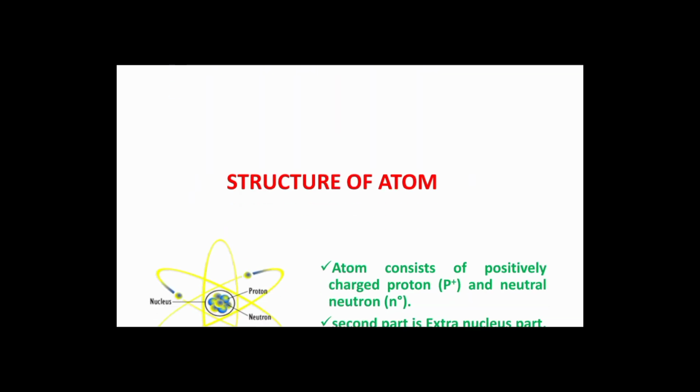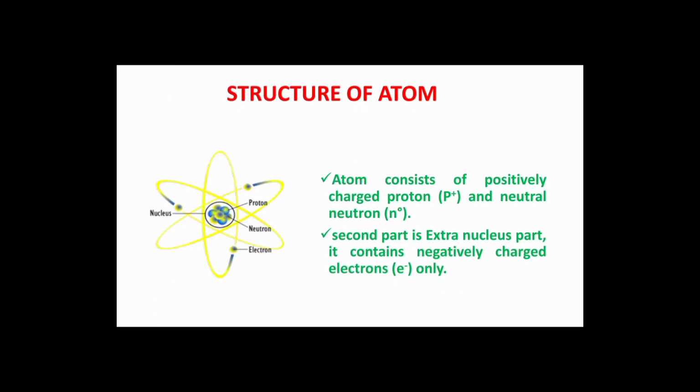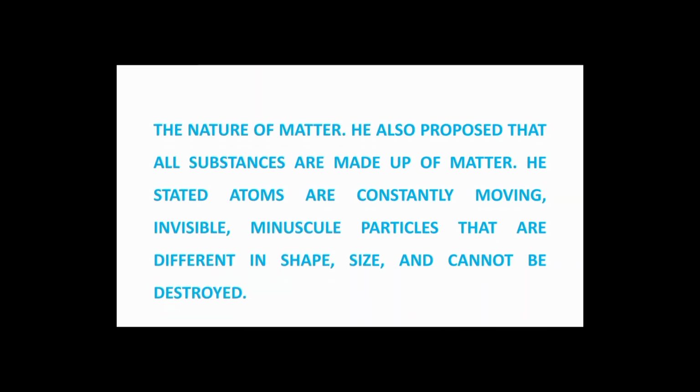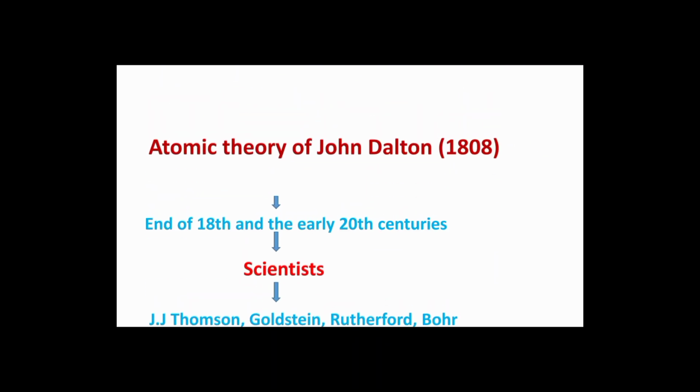The structure of an atom consists of positive particles, protons, neutral particles, neutrons, and negatively charged particles, electrons, which are outside the nucleus, revolving in orbits. You can see here it suggested that atoms are constantly moving, indivisible, different in shape and sizes, and cannot be destroyed.